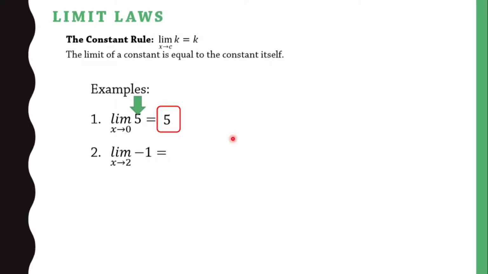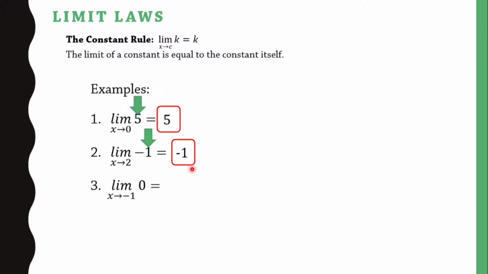Second example, the limit of -1 as x approaches 2 is equal to what number? Again, using the constant rule, we identify which one is k, or our constant. Here again, our constant is -1. Take note, 2 is our c. So our answer here should be k, or that is equal to -1. So the limit of -1 as x approaches 2 is -1.